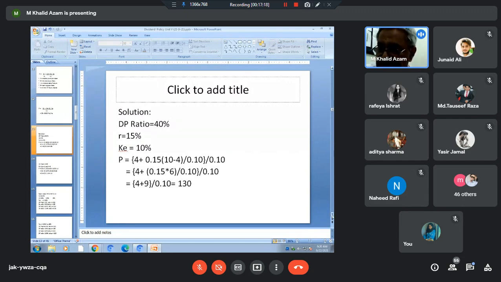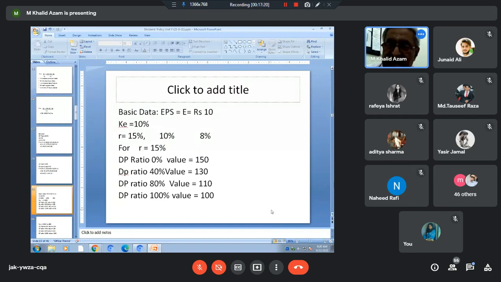Okay, I am repeating it one more time, so that basic data we are finding here. Earning per share, that is E, is coming to rupees 10. Cost of equity, here we have considered 10%, and the rate of return which the company will be giving may be 15%, 10%, or 8%. If it is 10% cost of equity and the rate of return is 15%, it is a growth fund.